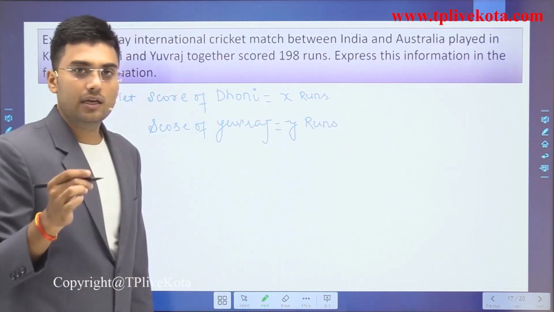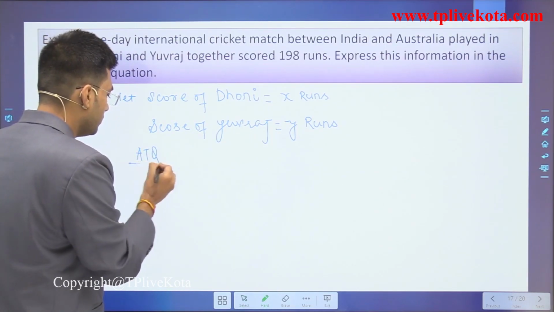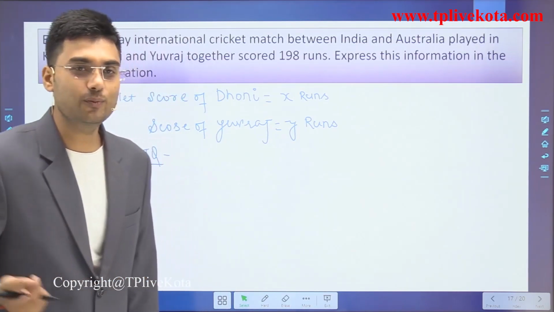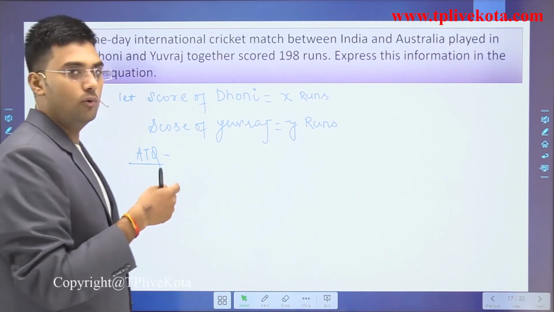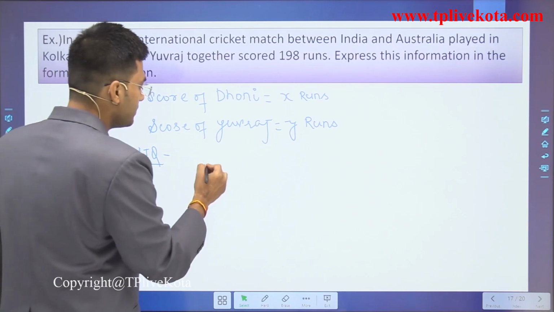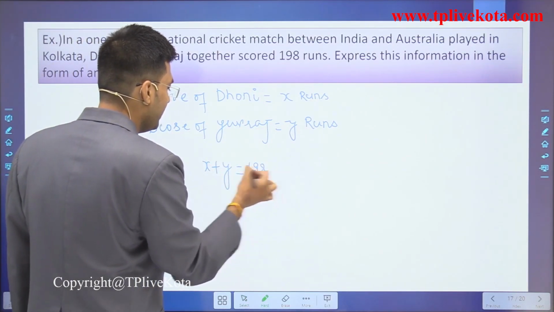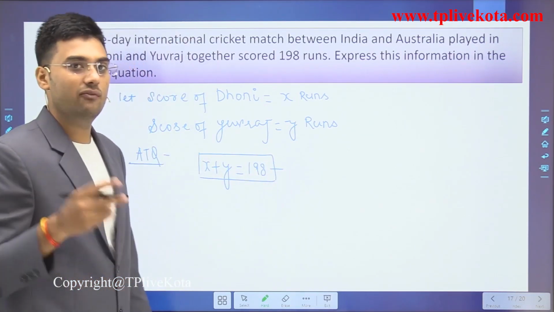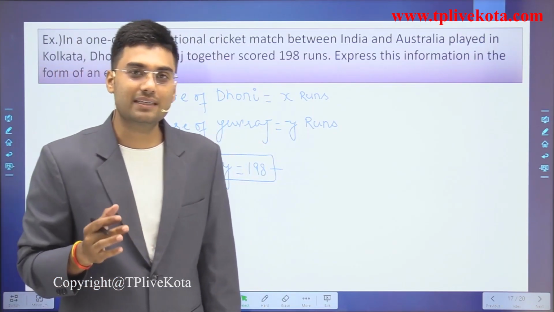Clear? Now according to the question, ATQ, the sum of runs of both players is what? 198. So we can write it as x plus y is equals to 198. So this is the linear equation in two variables which expresses the given information. Clear? I hope you understand this example.